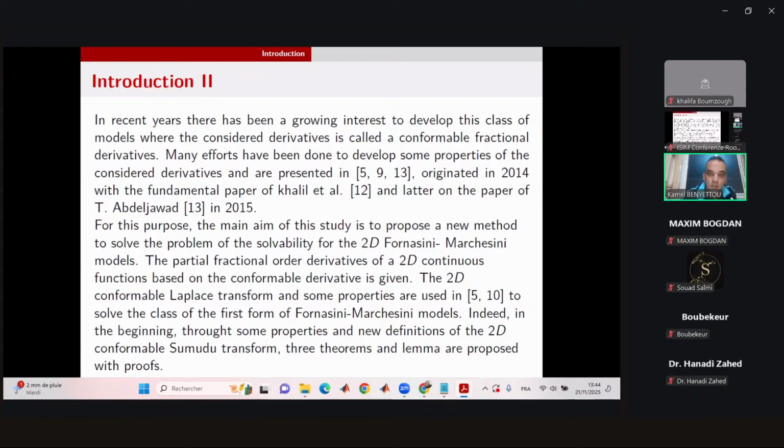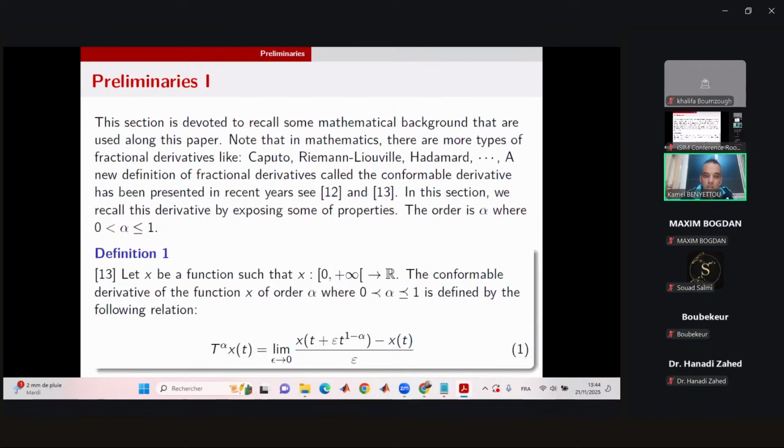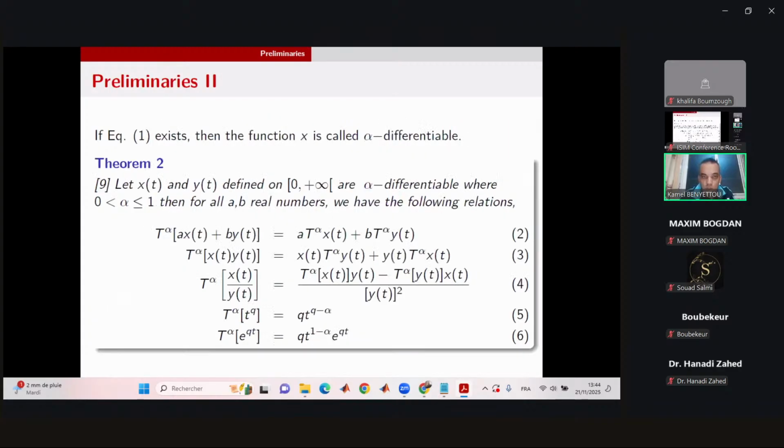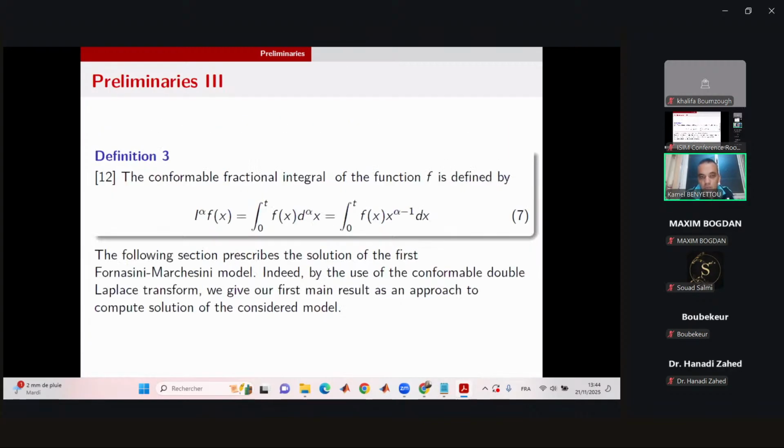For this reason, I will present some mathematical background of this fractional derivative. This fractional derivative is expressed by the first equation and the first definition in the class of one-dimensional models, of course. Some properties of this derivative and the conformable fractional integral.